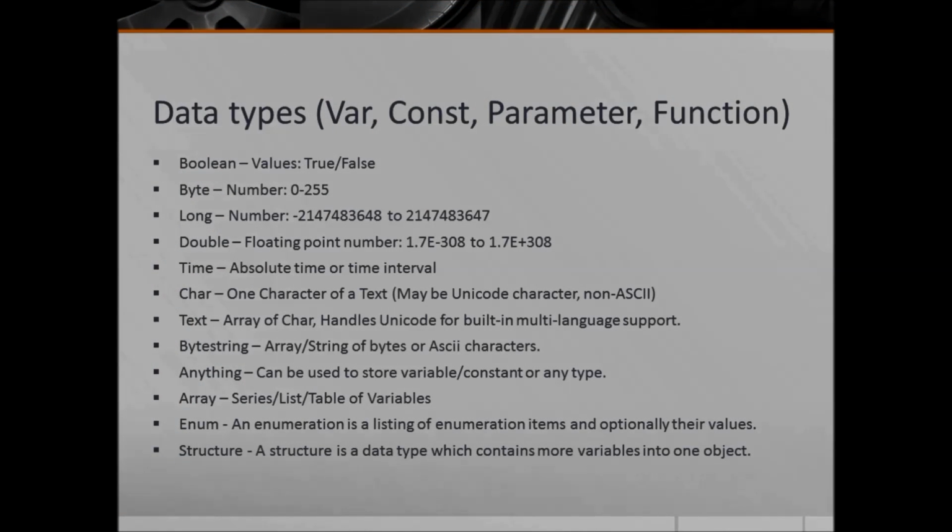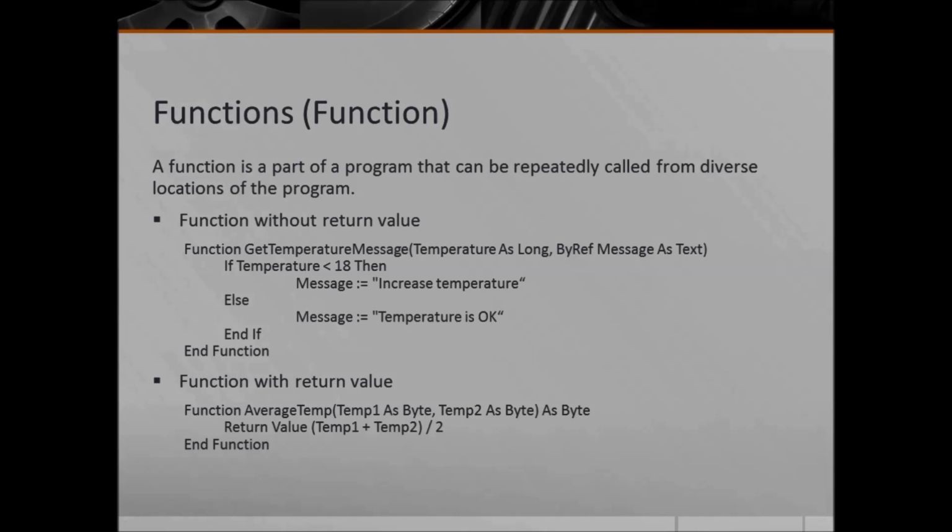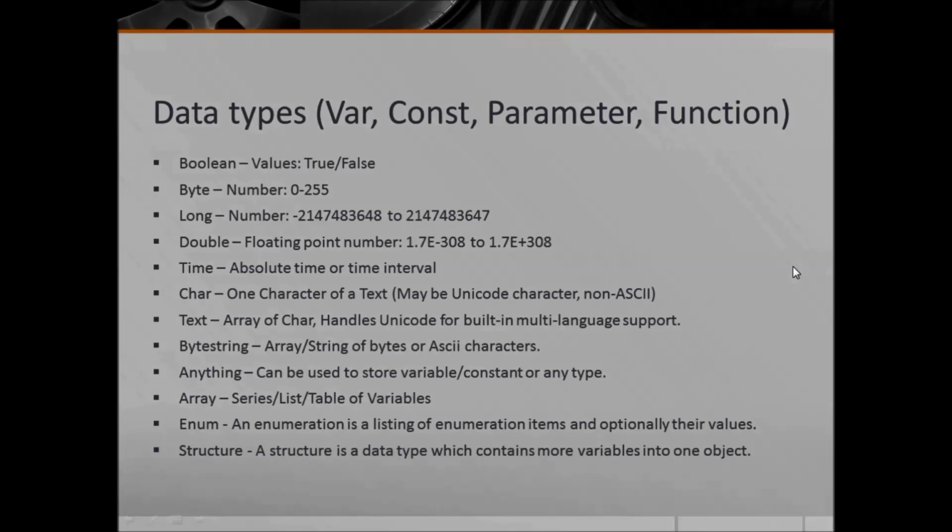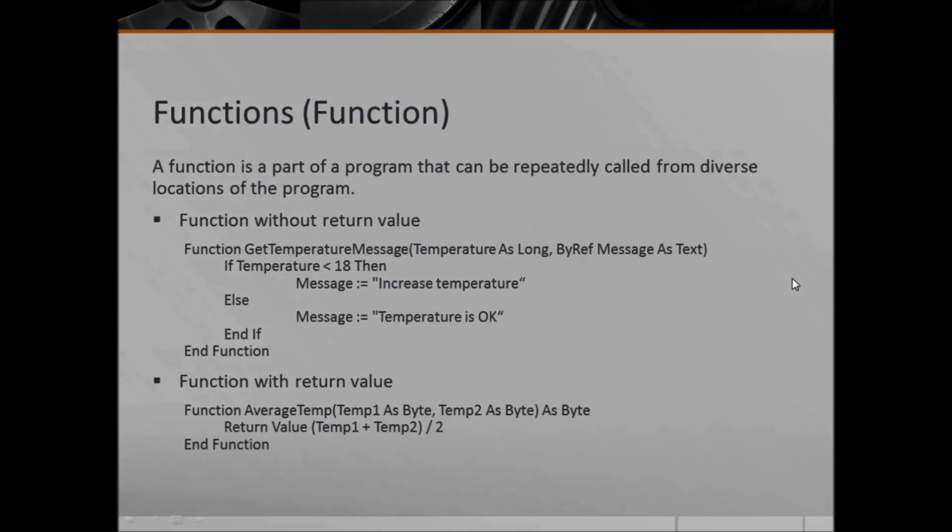Next is structure. Structure is a data type that contains one or more variables in one object. A structure is actually quite similar to the keyword record in C language. Next, a function. Functions. A function is a part of a program that can be repeatedly called from diverse locations of a program. It's mainly used to create a block of code that will be repeatedly used within the program, so as to reduce the number of lines of code and to make the program more efficient by doing some summarizing.